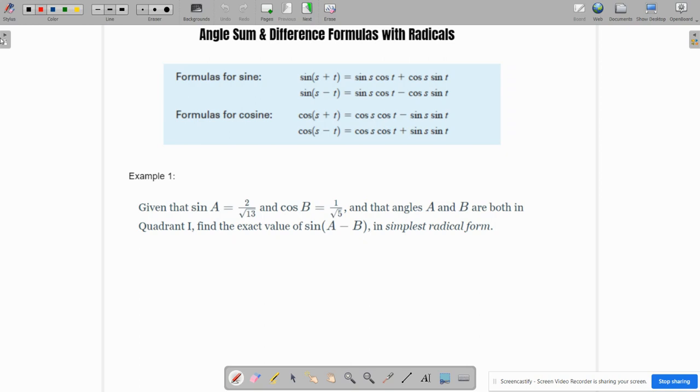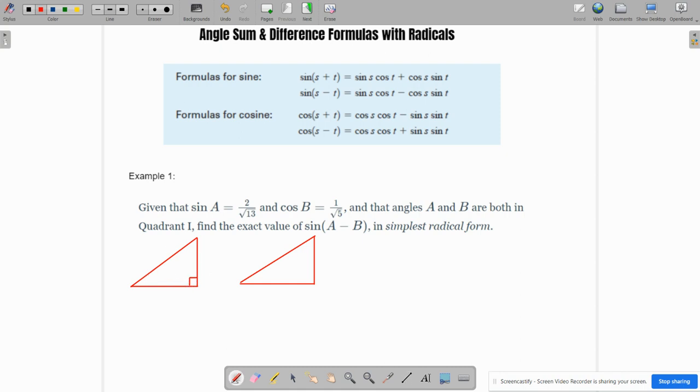So we are going to continue using our angle sum and difference formulas that we've already talked about. In this case, we're just going to see maybe some more difficult problems in terms of the algebra that follows. So we have the sine of A and the cosine of B. A and B are different angles, but they are both in quadrant 1. So I'm going to draw two different right triangles, one that represents angle A and one that represents angle B. And then we can solve for any missing information there, and then we can find the sine of A minus B.